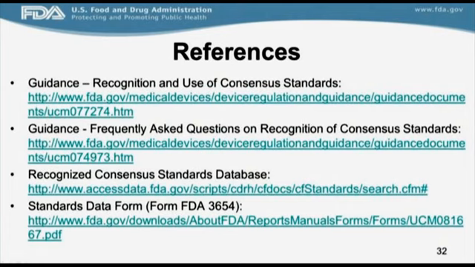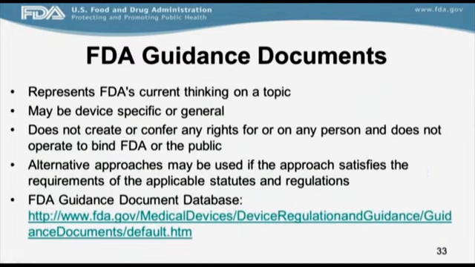As well, there is a public recognized consensus standards database which you can search for FDA recognized consensus standards. FDA guidance documents. This is very important to understand because FDA guidance documents actually represent FDA's current thinking on a topic. FDA guidance documents can be device-specific or they can be general and apply to multiple different devices. However, guidance documents do not create or confer any rights for or on any person and do not bind the FDA or the public. So really the guidance documents provide FDA's current understanding or current thinking.